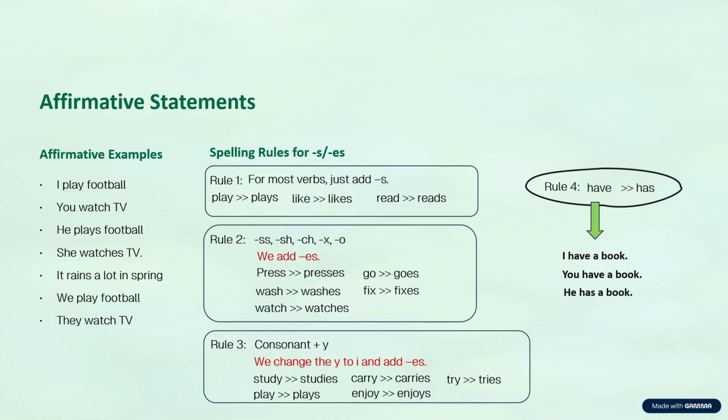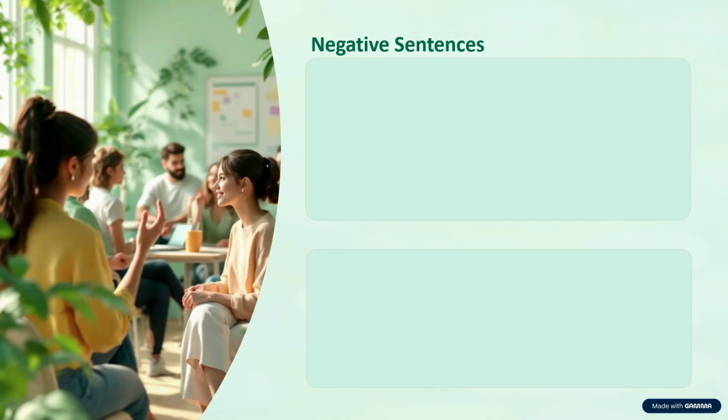Now let's look at negative sentences with other verbs in the simple present. The key thing to remember is that we use the auxiliary verbs do and does to make negatives. To make the sentence negative, we add not after do or does. We always use the base form of the main verb, even for he, she, or it, because the auxiliary already carries the tense. Let's go through some examples with each subject.